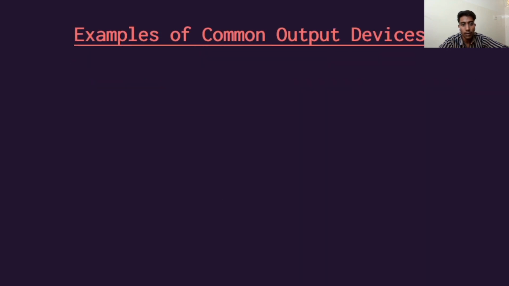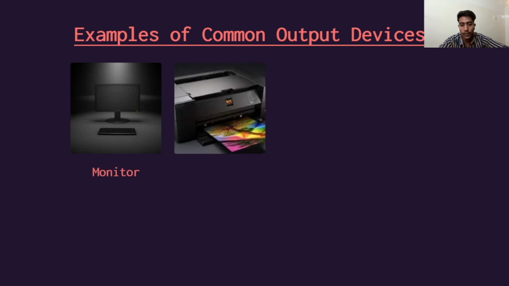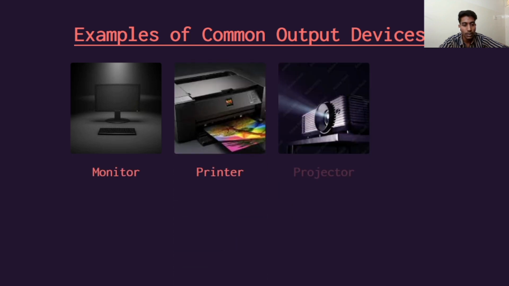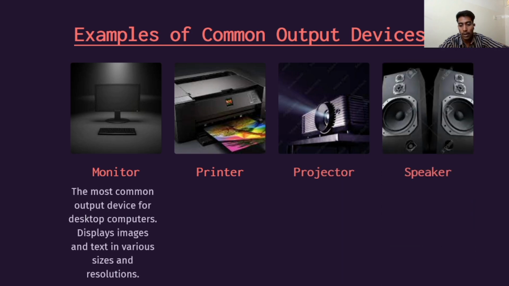So we'll discuss examples of common output devices. The first one is monitor, second is printer, third is projector, and the last is speaker. What is meant by monitor? It is the most common output device for desktop computers, which we use in our day-to-day lives. It displays images and text in various sizes and resolutions.